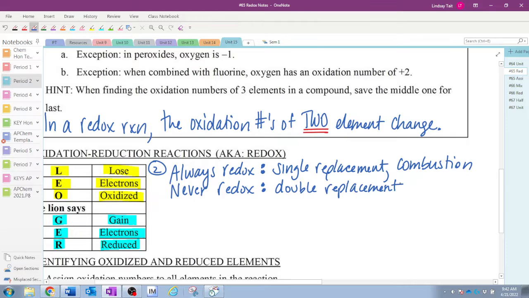Your double replacement reactions will never be redox reactions. Guys, that's why we always say the charges stay the same on both sides. That was your home wrecker, right? Put together the outsides, put together the insides, the wife swap, right?